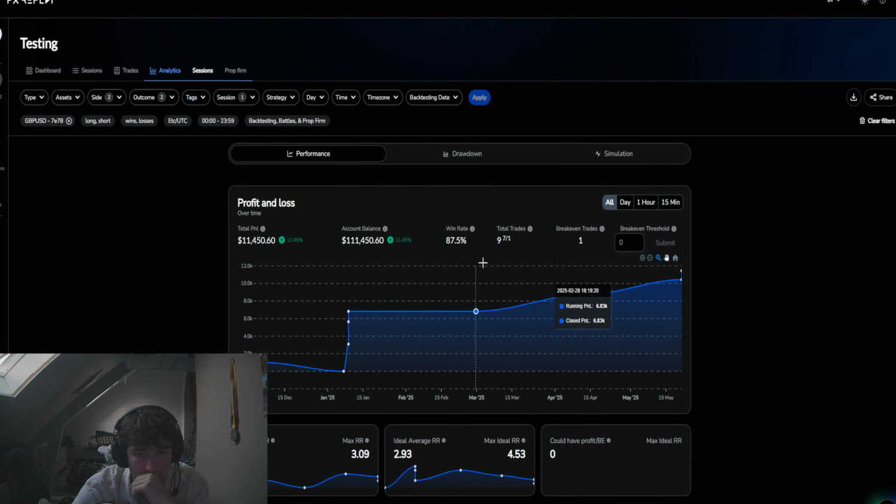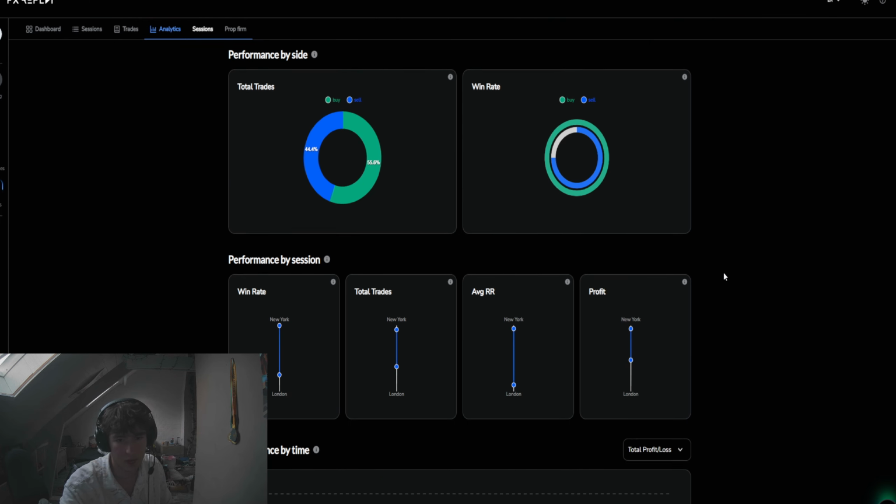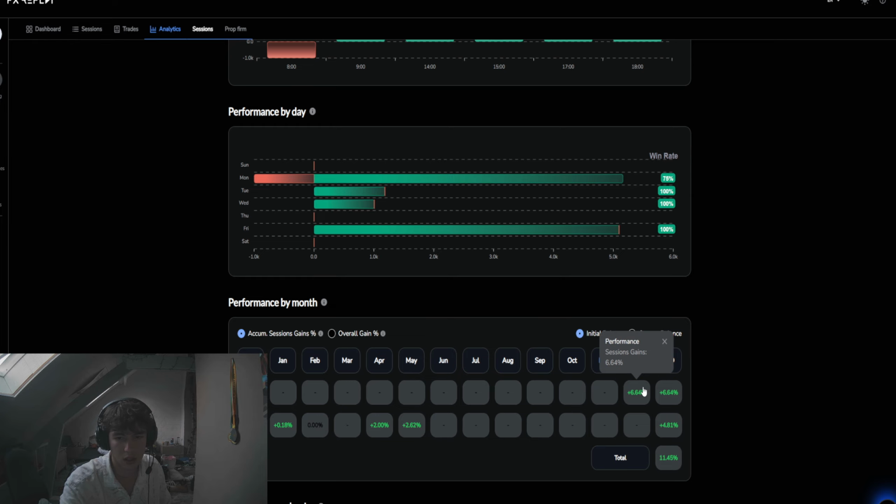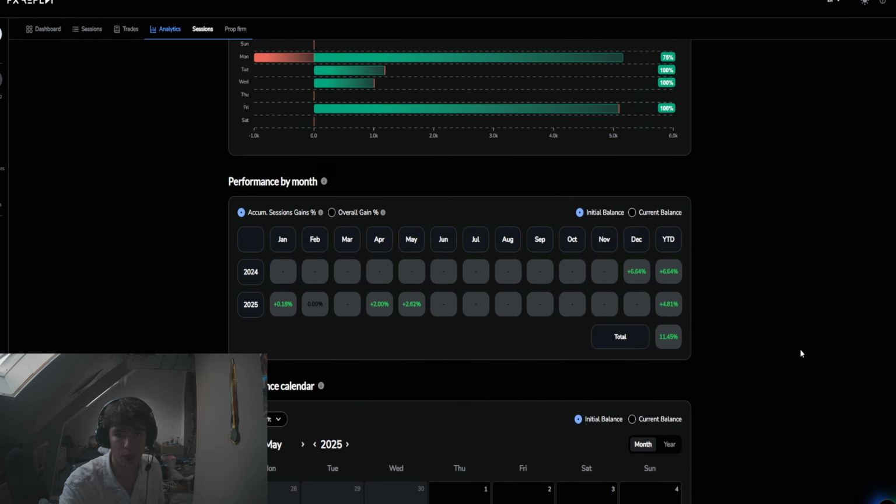So overall, in 200 days, we made 10 grand, which, in my opinion, is totally not bad. But we only used 1 pair. We only used less time frames than we should have. And yeah, we did amazing. 90% win rate. Yeah, very good. In December, we made 6%. January wasn't the best. February did not trade. March did not trade. April, 2%. May, 2%. So, yeah, not bad. Could be better.